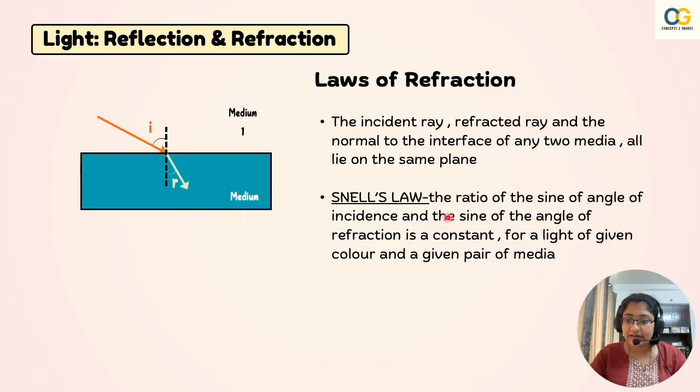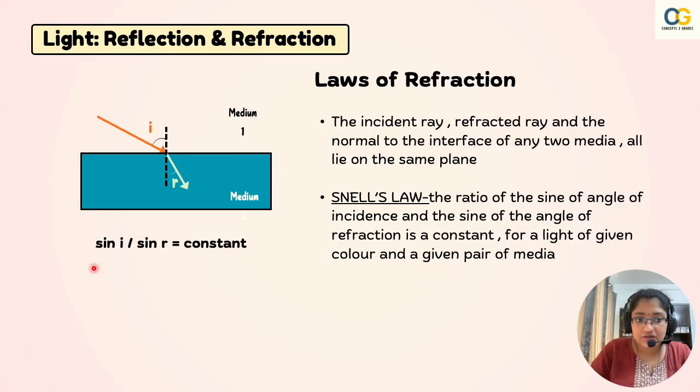Always remember, when you're writing any laws in physics, you have to write the conditions under which the law is true, because that law holds true only in that situation. If you change the color of light or the given pair of media, the law won't hold true. So the marks you lose in these questions are purely because you are missing out on writing these conditions, right? So if I write it in a numerical form, sin i by sin r is a constant.